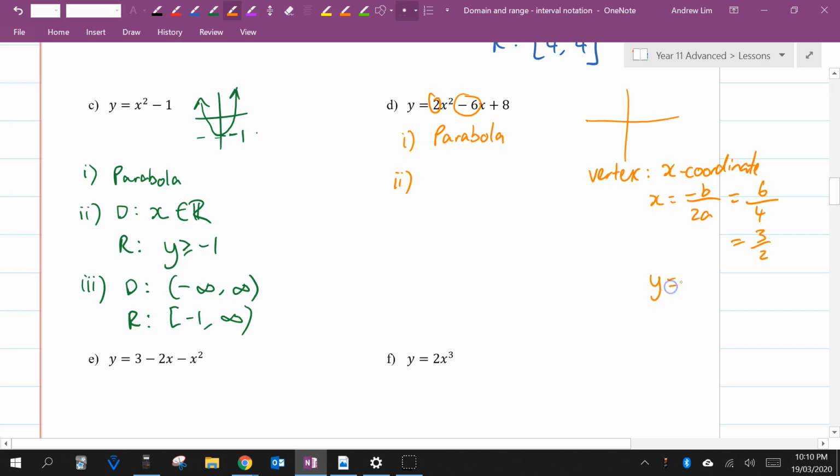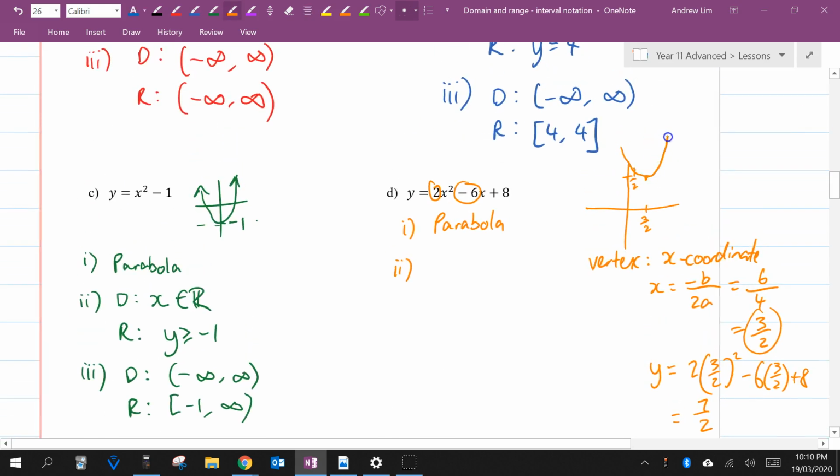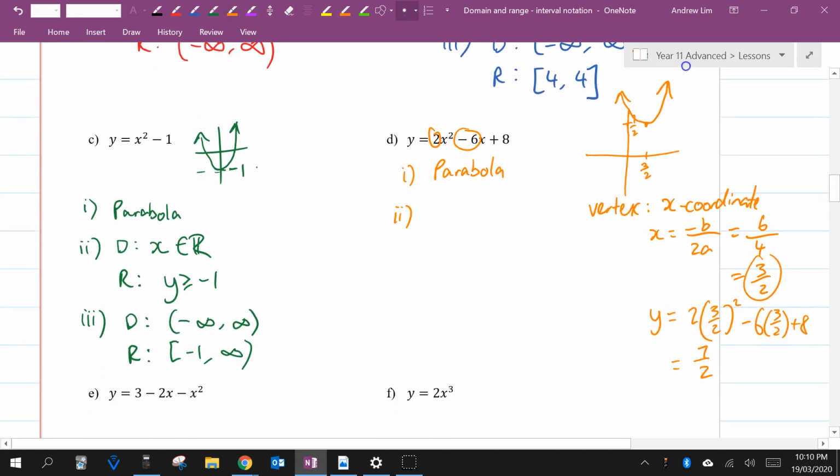Therefore for the y-coordinate, we're just going to substitute this back into the original equation: 2 lots of 3 over 2 squared, minus 6 lots of 3 over 2, plus 8. When we put that in our calculator, we will get 7 over 2, and we need this for the range. So if we have 3 over 2 here, we have 7 over 2 over here. Our parabola is going to look something like that.